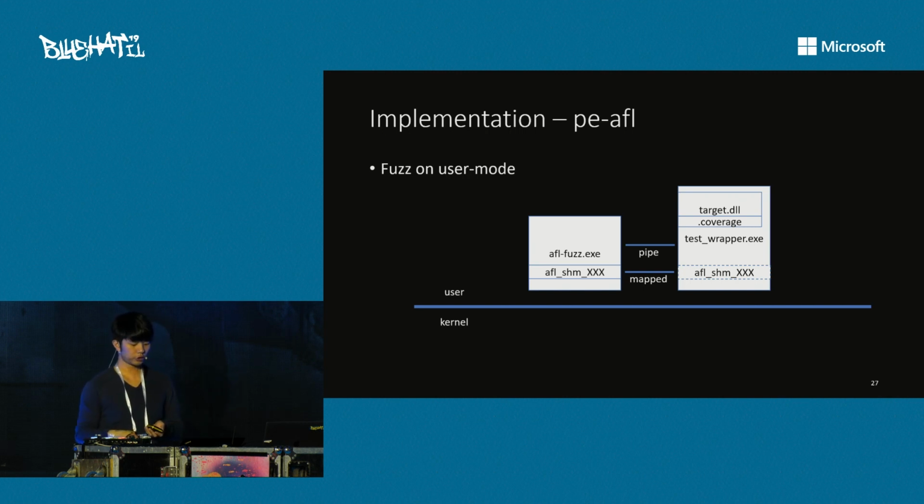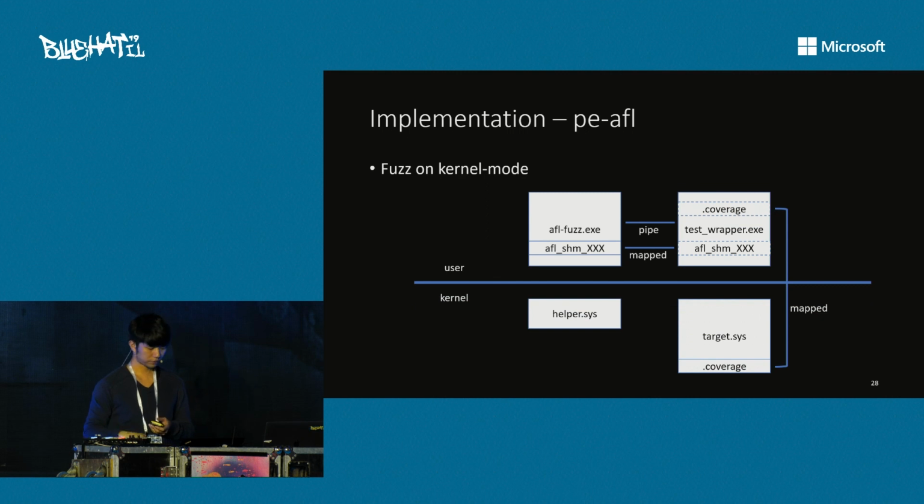After finishing one execution, the wrapper copies the coverage bitmap from the dot coverage section to the shared memory. And then the fuzzer can get the code coverage. For the kernel mode fuzzing, the scenario is similar. A helper driver is used to finish some jobs, such as mapping the dot coverage section into the user mode. Then the wrapper can access the dot coverage section directly.